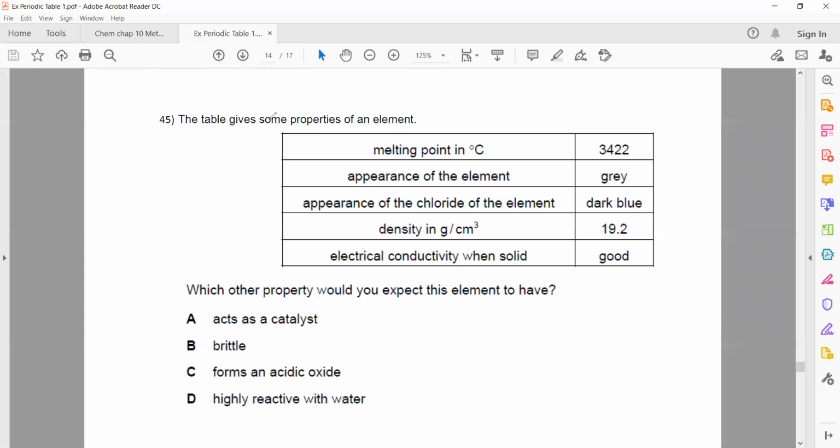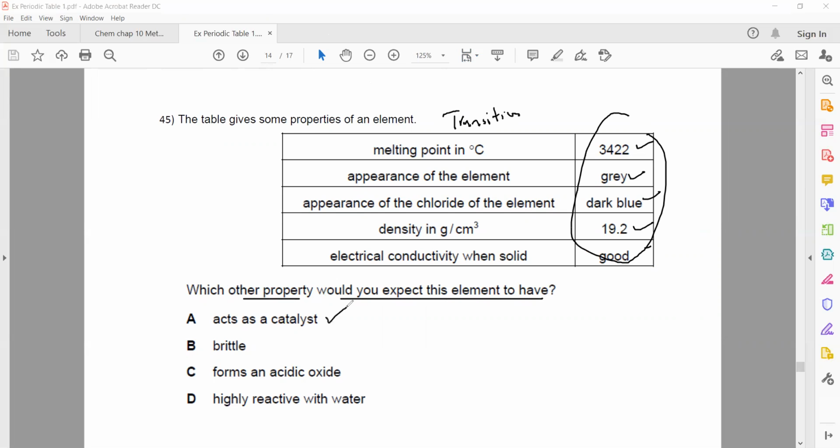Question 45. The table gives some properties of an element. Melting point is high, appearance is colored, colored compound is formed, density is high, conducts electricity. So all these properties match with transition. So this element is a transition element. So you have to check another property. Which other property would you expect this element to have?